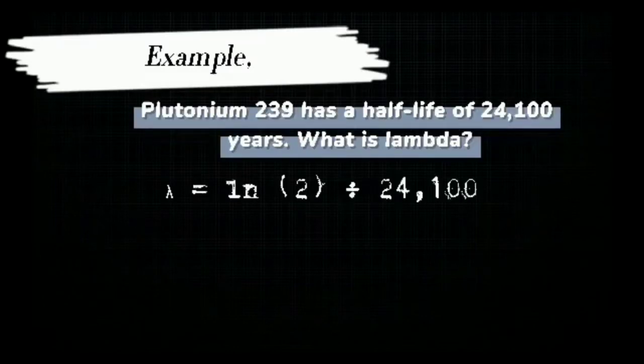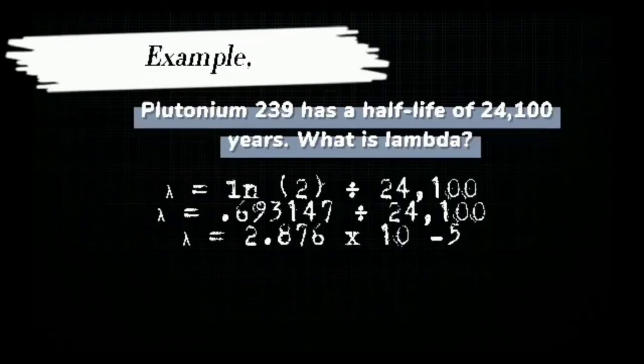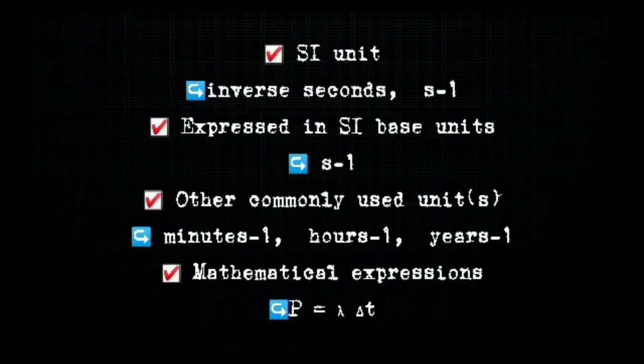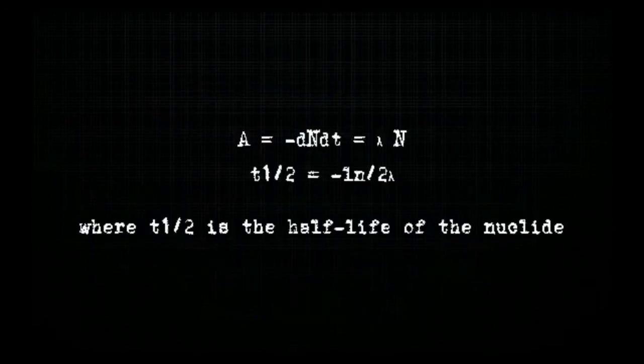Example, plutonium-239 has a half-life of 24,100 years. What is lambda? Lambda equals the natural log of 2 divided by 24,100, which is 0.693147 divided by 24,100. Lambda is equal to 2.876 times 10 raised to negative 5 per year. There are other commonly used units and mathematical expressions.